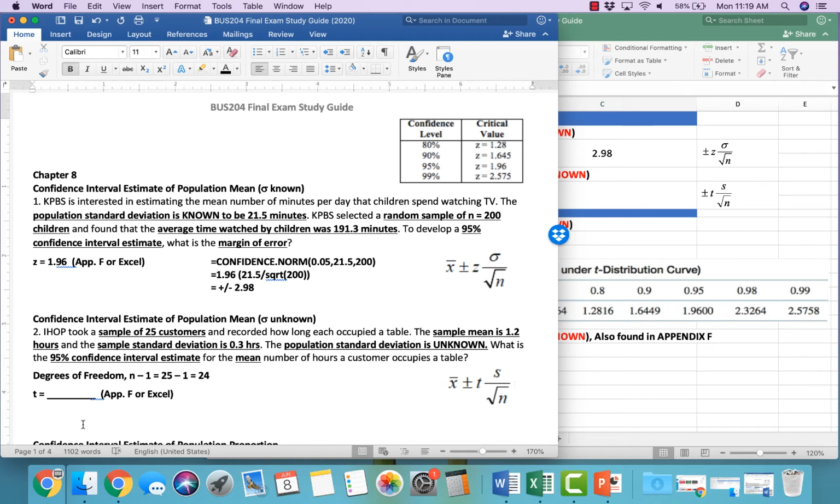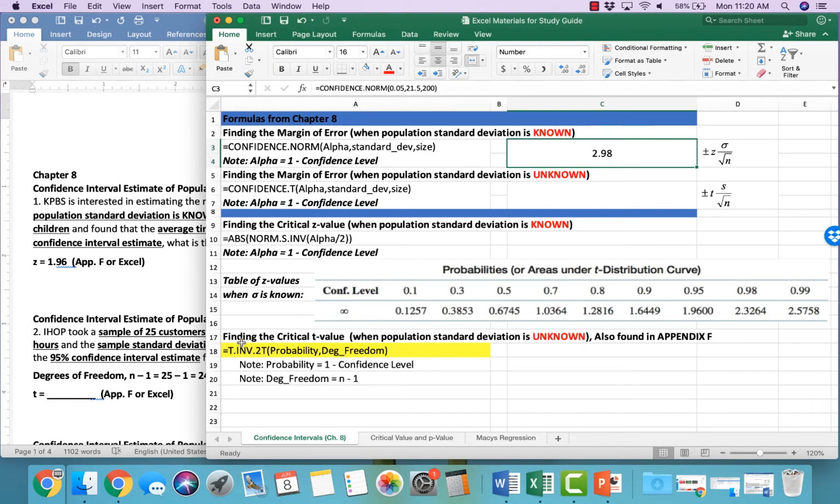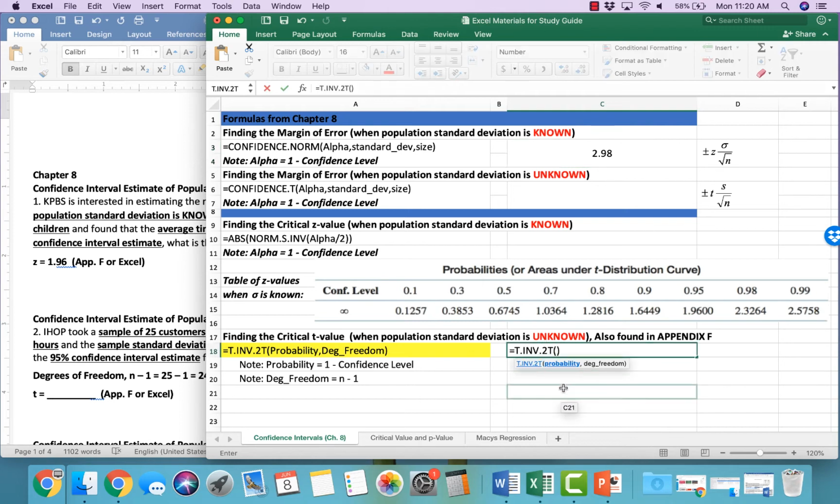Next, we'll find the critical t value by going over to Excel. So at the bottom here, the label says finding the critical t value when population standard deviation is unknown. So again, the Excel file is labeled very clearly about which formulas are for what purposes. So we're going to be using this one right here. So typing in equals.inv.2t, it asks for the probability, which in my note states that the probability is 1 minus the confidence level.